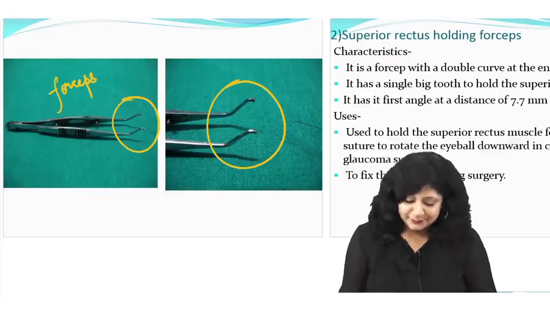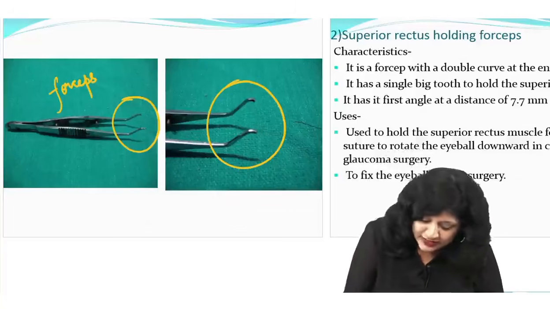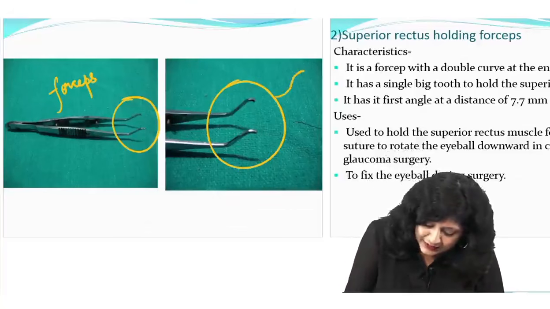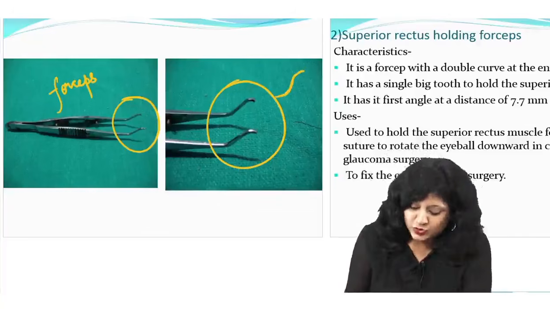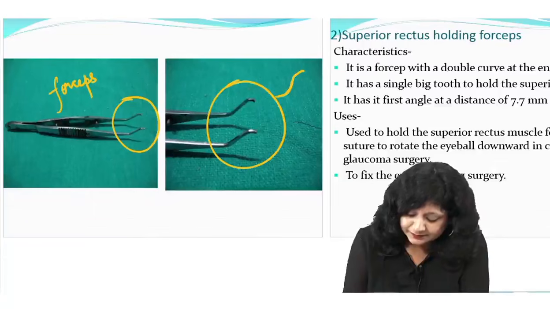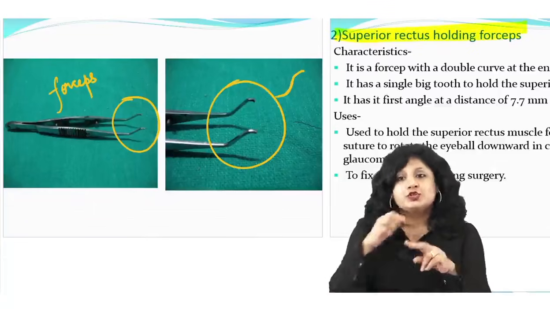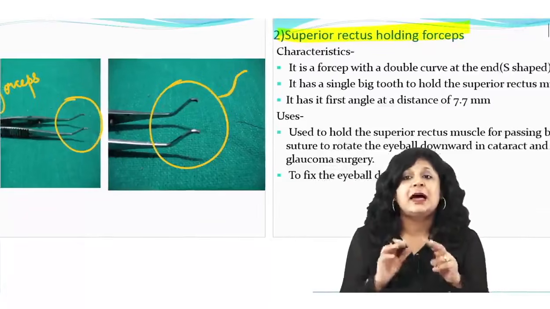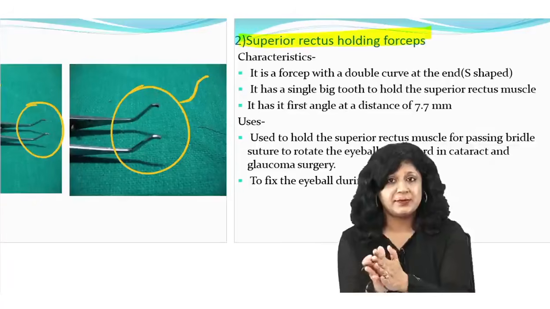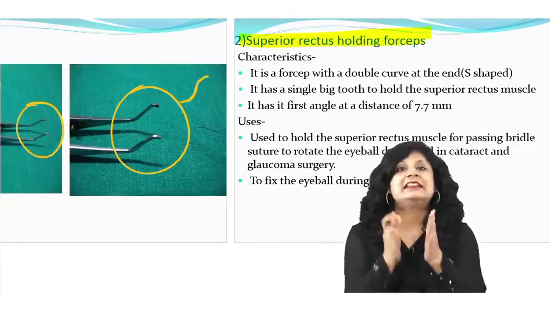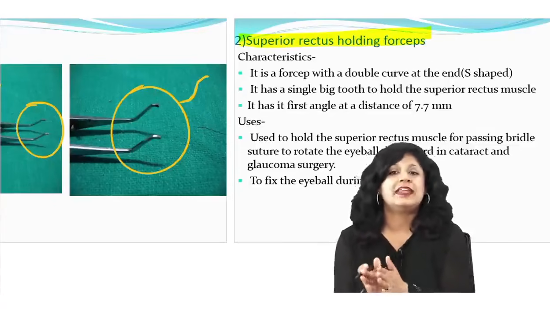So can you see a very important tip to remember this is, can you see the S-shaped curve here? This S-shaped curve is actually because it is a superior rectus holding forceps. So you are getting a double curve at the end. S for S, remember that you are getting the S-shaped curve in the superior rectus holding forceps.